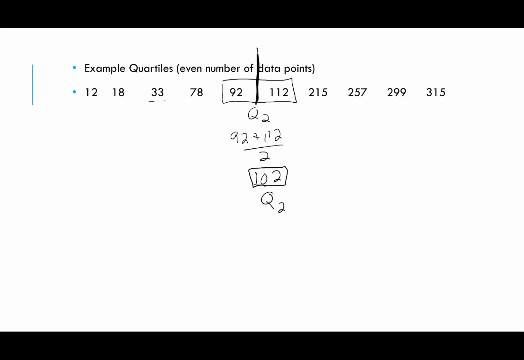So I'm going to look for the middle one. So that would be 33. This will be my Q1. And then same thing on the right: 112, 215, 257 is in the middle, so this is my Q3.